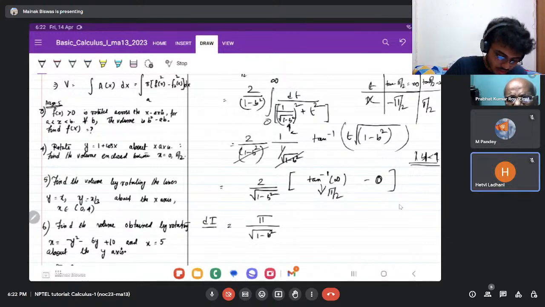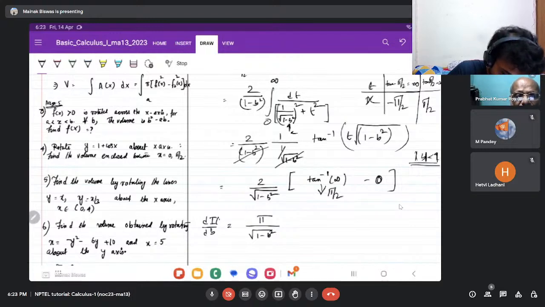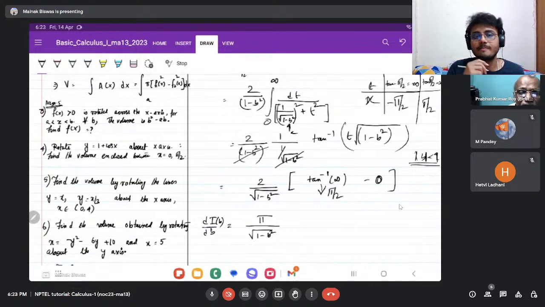Yes, sir. Now what will I do? Now, throughout the integral, you understood. So we have got a very nice form. A very difficult integral has been converted to a very simple integral. So now, how will I get the value of I?